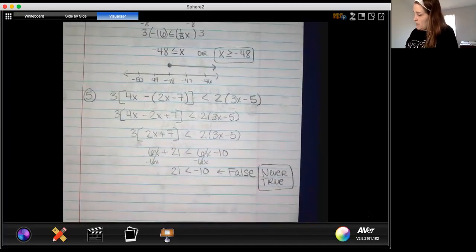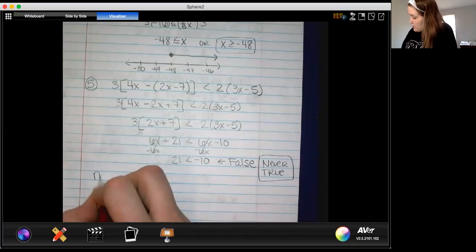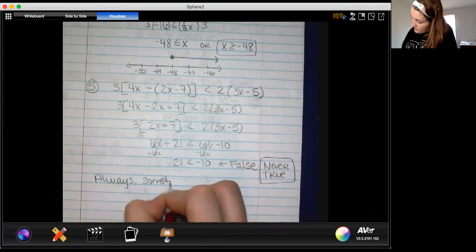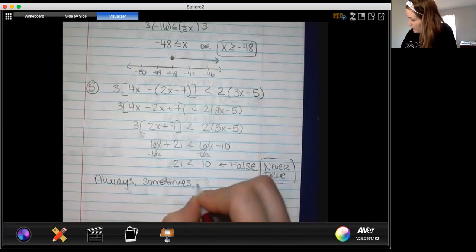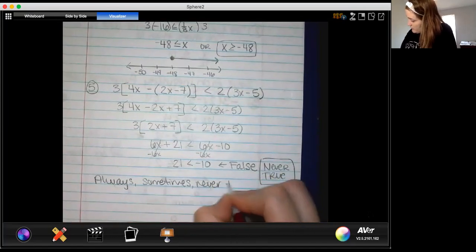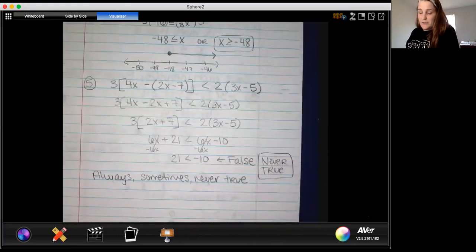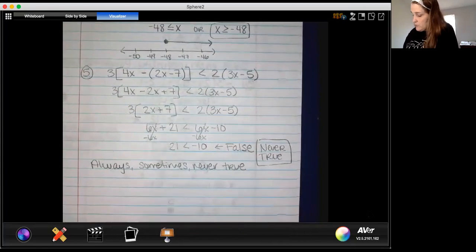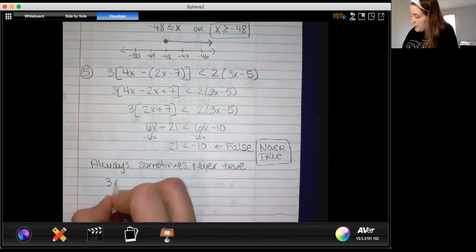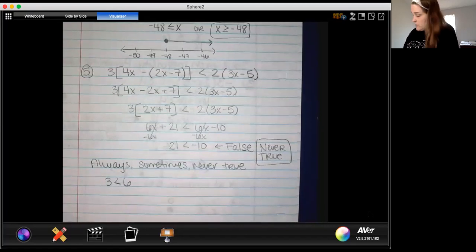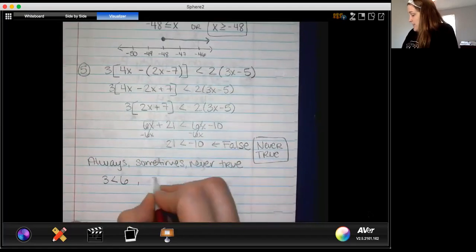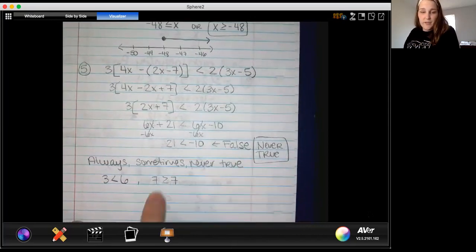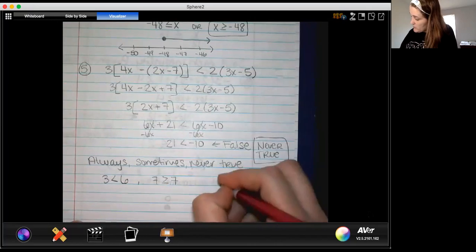Okay. So to remind you about those: always, sometimes, never true. They can happen with inequalities as well. So for example, 3 is always less than 6. Or 7 is always greater than or equal to 7, because of the equal sign. So this would always be true.